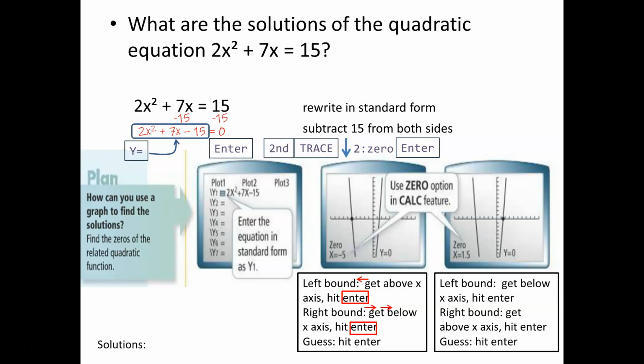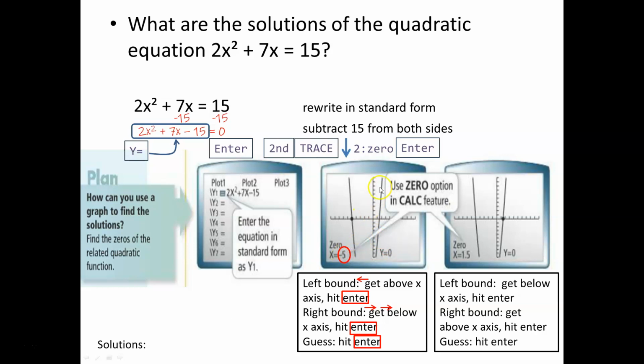Okay. Hopefully everybody is with me. The next thing you're going to do, it says guess with a question mark. I don't feel like hitting guess because I don't feel like guessing. So I'm just going to hit enter. Then what happens is this is what your calculator should say. It should say 0, saying this is the 0 where the x is negative 5. That makes the y or the f of x equal to 0. So that's our first 0.